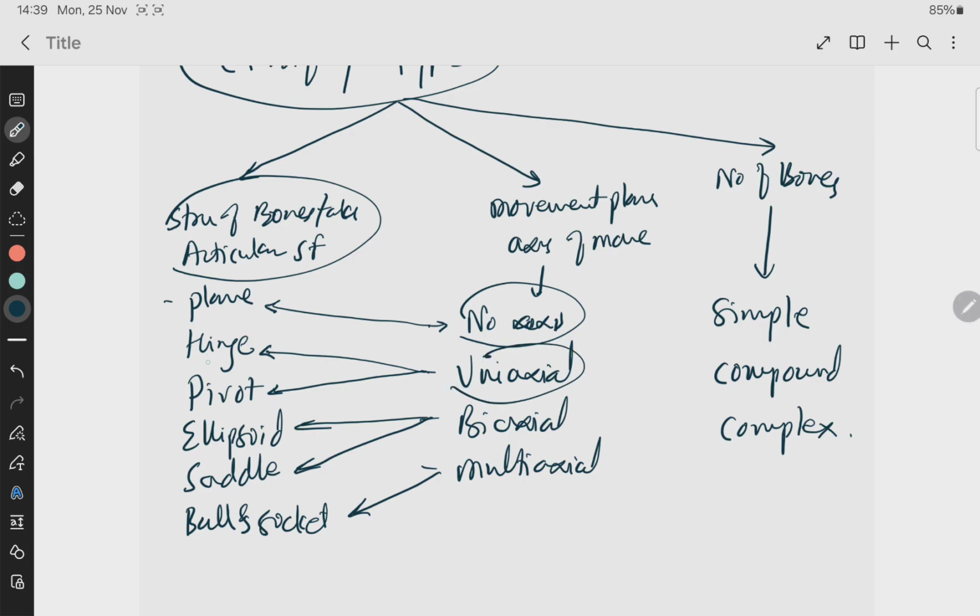Uniaxial will come in either the hinge or the pivot variety. In biaxial, movements occur at two axes. There are either the ellipsoid and saddle type of variety, and multi-axial will come with the ball and socket type of variety. Okay, one by one; these two we take collectively.